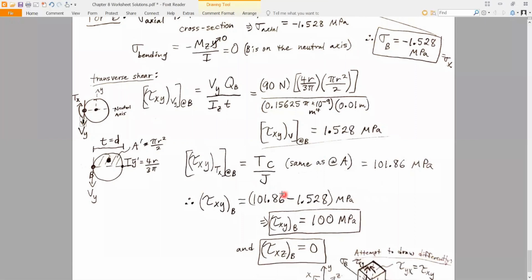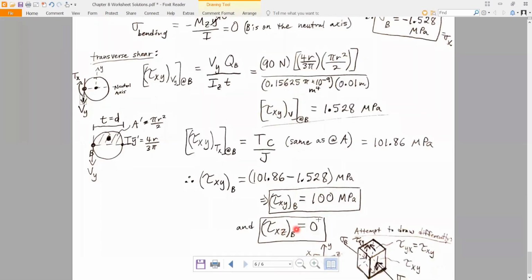But in this case, since we have our transverse shear, we have to consider the direction of the two components. So our torsion is going up, right? Your shear stress is going in the direction of your torque. So that's a positive 101.86. It's going in the positive y direction. And then your transverse shear is going down. So we're going to subtract that from the 101.86. So our resultant of the shear stress at B on the x face y direction is just going to be 100 megapascals, which means we don't have any shear stress on the x face z direction at B.